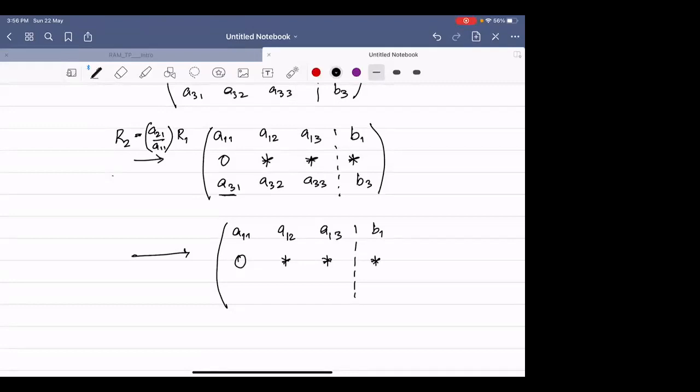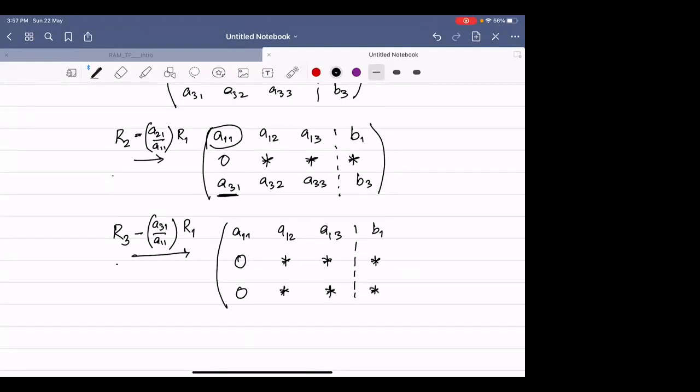So I'm just asking, how does this element become 0 now? I have to do R3 minus something, right? And I want to use A11 as the pivot, remember? R3 minus A31 by A11 times R1. That's right. So this is a 0. This will change, this will change, this will change.